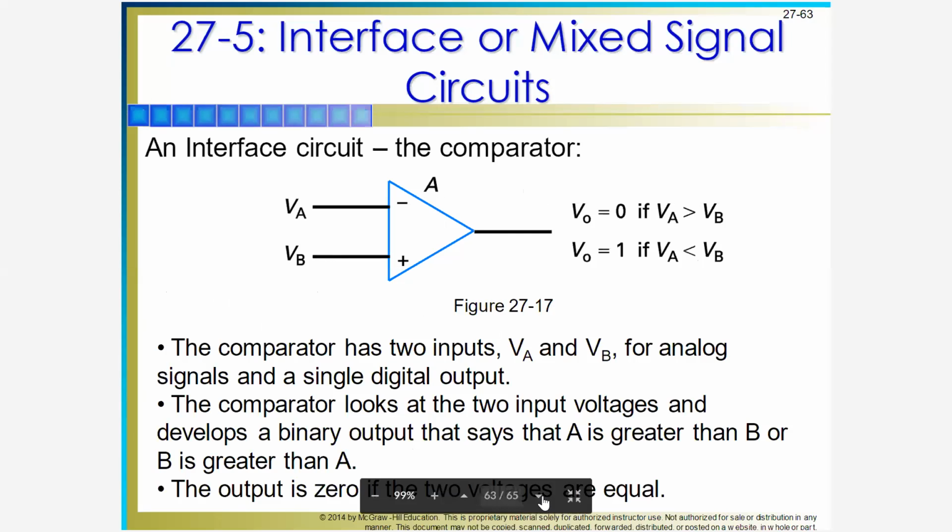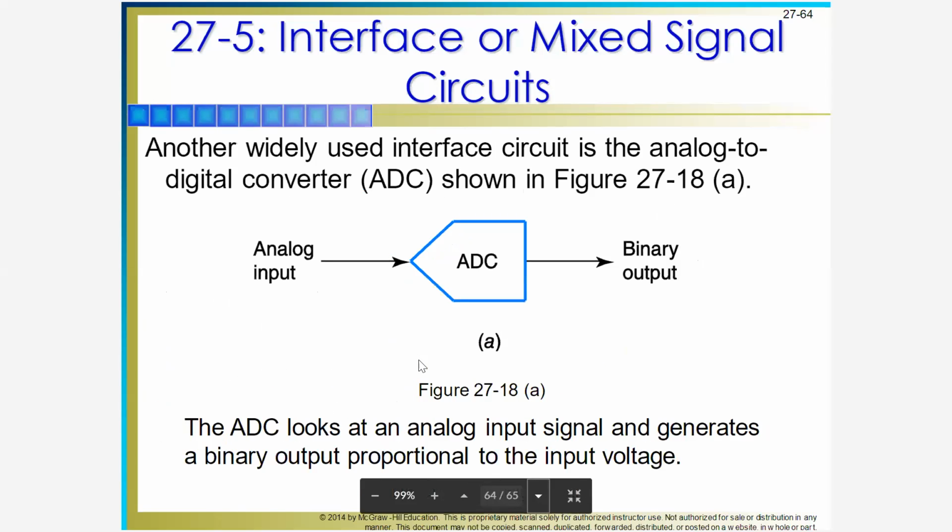Next we have mixed signal circuits. Another widely used interface is the analog to digital converter, or ADC. For example, with an analog input, what will be the output? That is the analog to digital converter. It will become digital, which is a binary output.